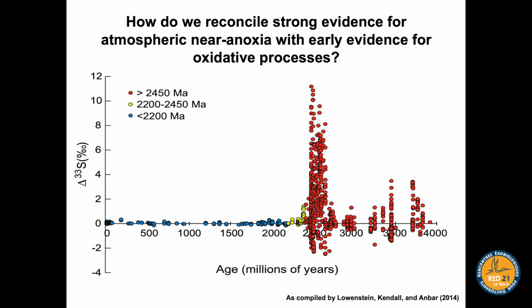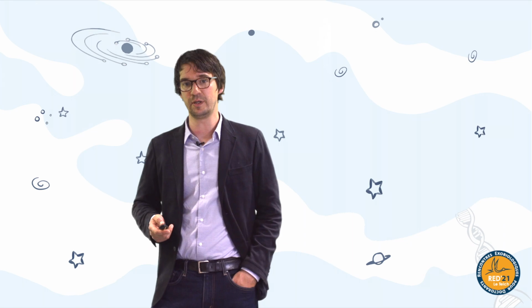Now we've already alluded to a conundrum here, where we have an anoxic atmosphere and potentially signs of production of trace amounts of oxygen on the early Earth. How do we reconcile this evidence for an anoxic atmosphere with some tantalizing traces of free oxygen prior to 2.5 billion years ago? Well, one possibility is that we may have had what we call oxygen oases.